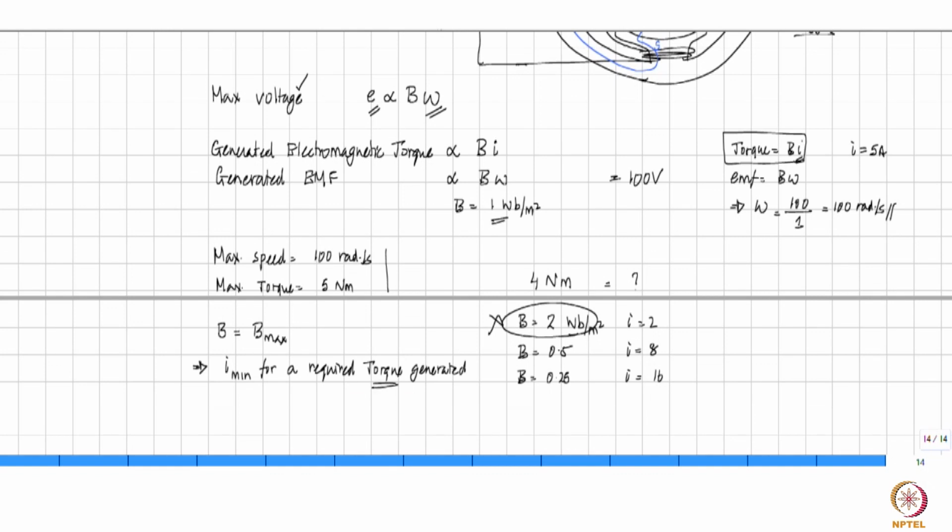We are not talking about load torque. Load torque you can apply whatever you want, that is an external phenomenon, right? We are only talking about what the motor can generate.